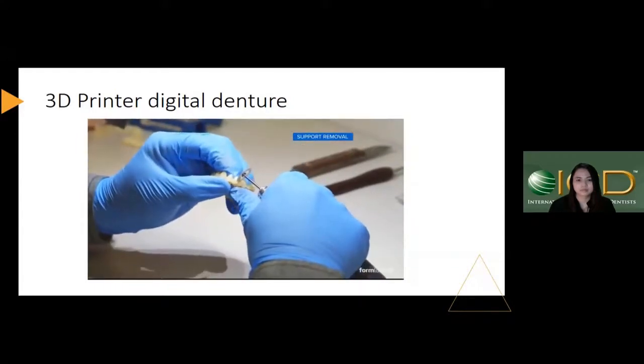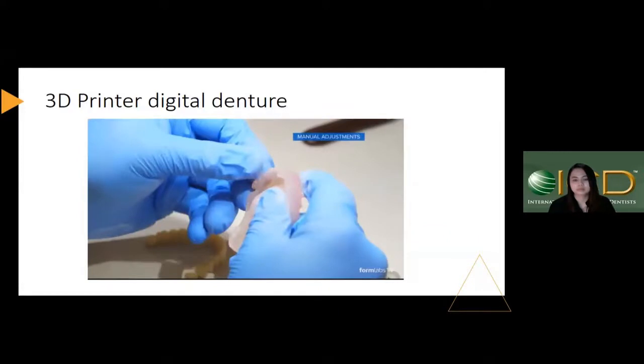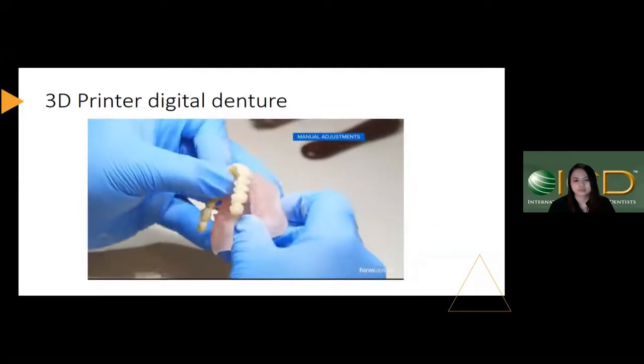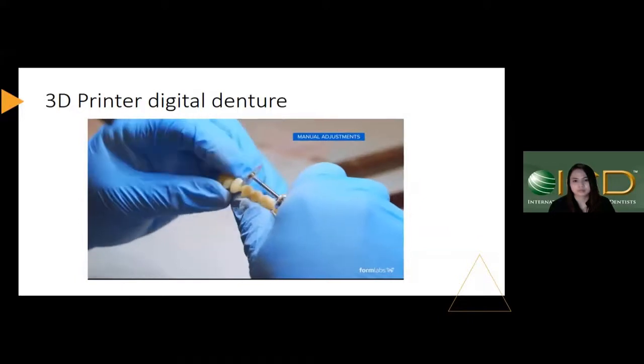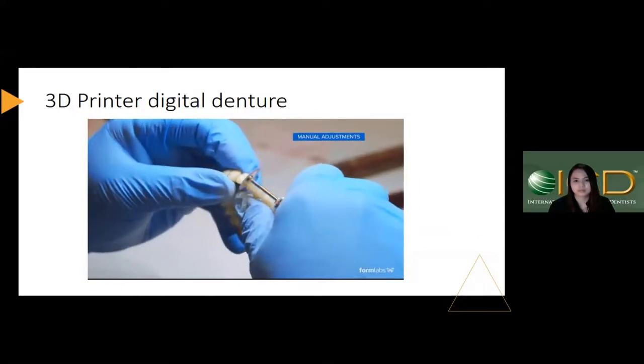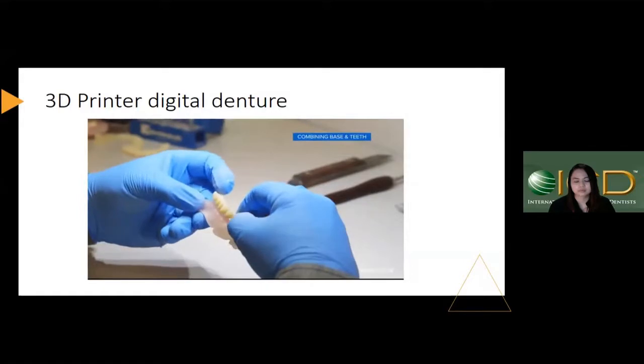away. After the supports are removed, you'll notice that our teeth are splinted together, and we've found for the best aesthetic results, reduction of the interproximal connection will help make a more natural look. Combining the 3D printed base and teeth is easy.